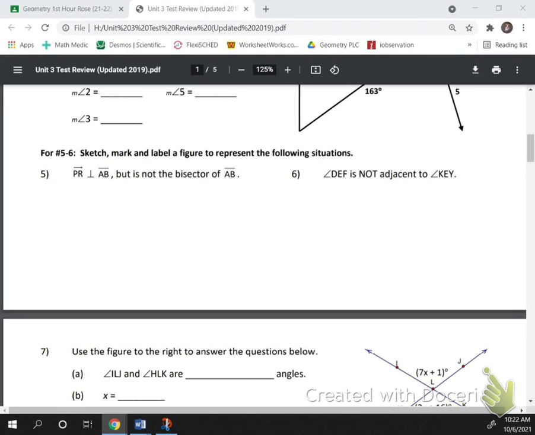Number 5. It says ray PR is what? What's that little symbol? That one. Perpendicular. Perpendicular to AB. So I'm going to start by drawing AB.